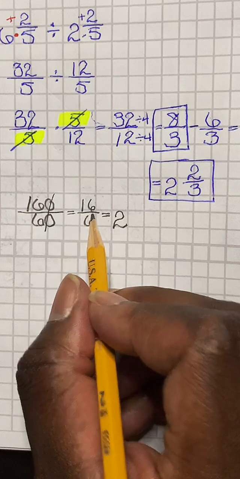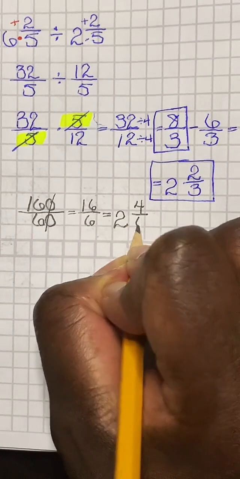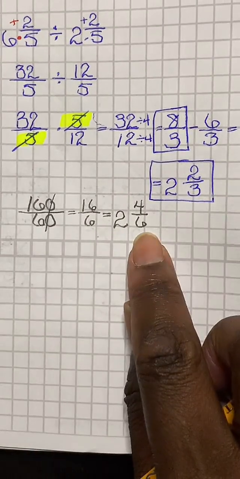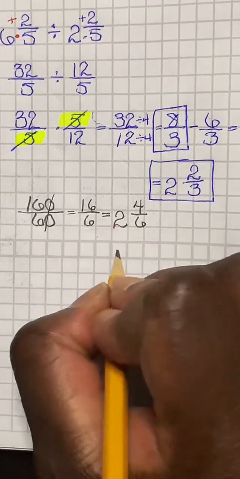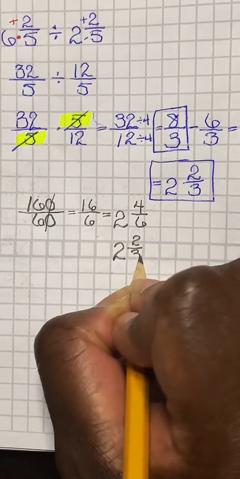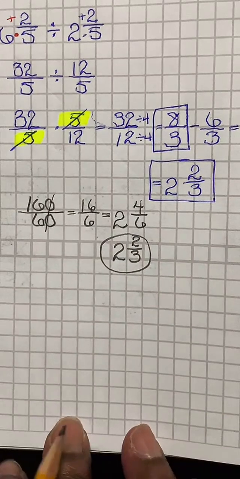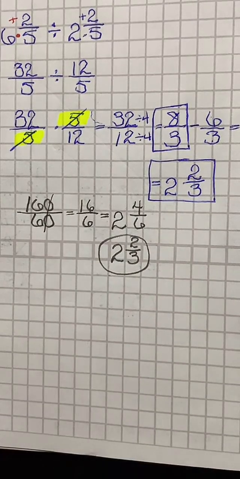And then that will give me 4/6. But 4/6 can be reduced. If I reduce it by 2, that will give me my 2 and 2/3. Okay, so you could do it that way.